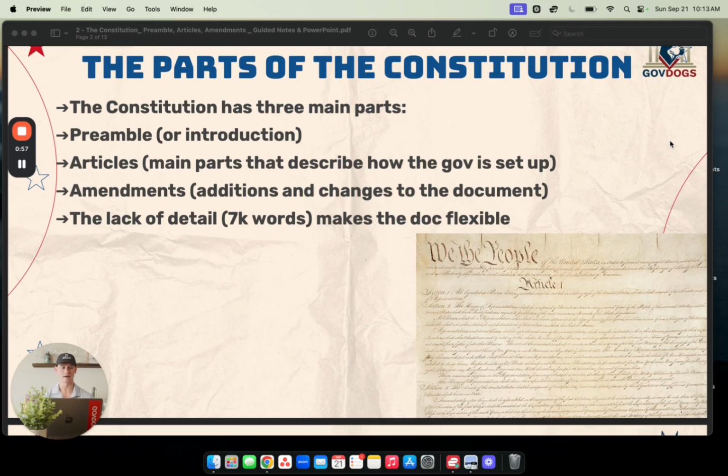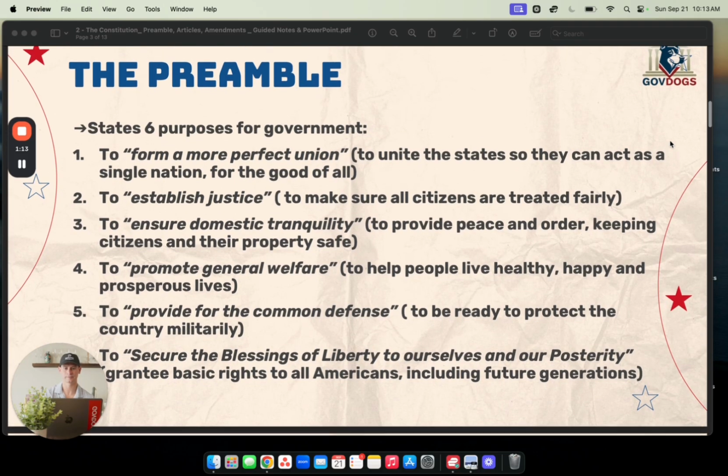So just to go through the main parts of the Constitution, the Preamble is the intro. So if you think about it like an essay that you would write in school, the Preamble is your introduction, all right? That's your intro paragraph. The Articles are your body paragraphs, and the amendments are the changes that you make before you finally submit the document, all right? So the Preamble or the intro states the purpose of the document, just like your intro in an essay would state the purpose of your essay.